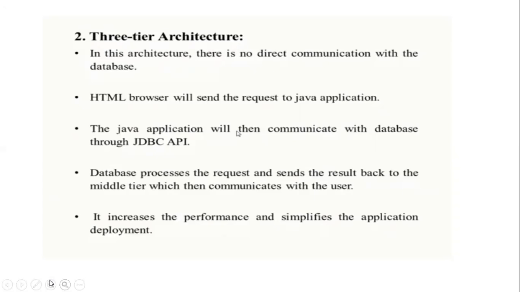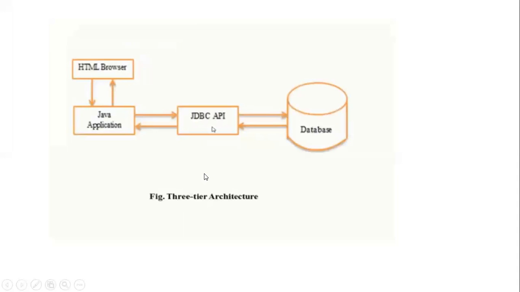Then we can see here a three tier architecture. As we have studied, the HTML browser will give the request to the Java application, and the Java application will connect to the database through JDBC API, and whatever the result of that request is comes back to the Java application through the JDBC API, and then it will give that output to the browser. So the HTML browser is another component in a three-tier architecture. In two-tier architecture, only this part is there: Java application, JDBC API, and database.